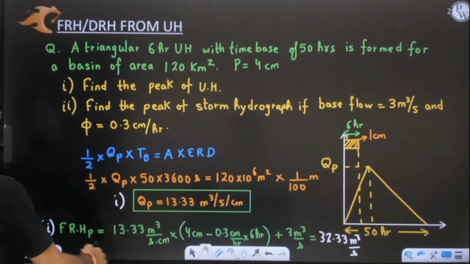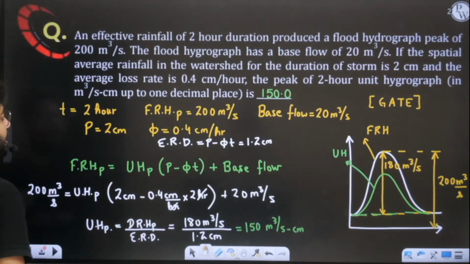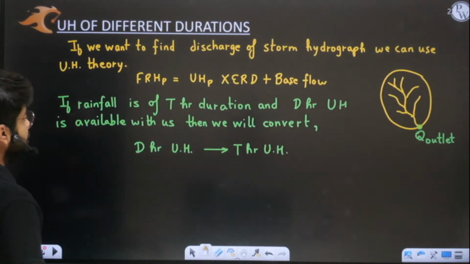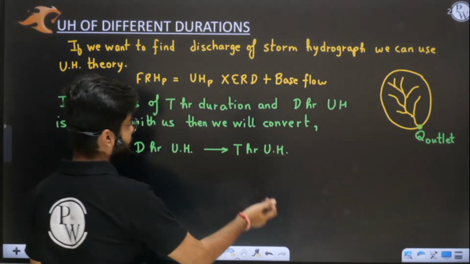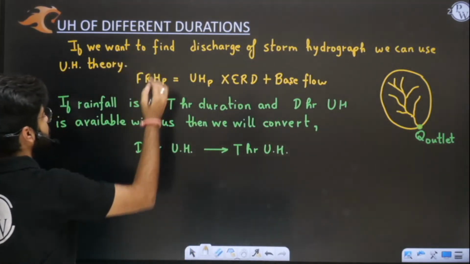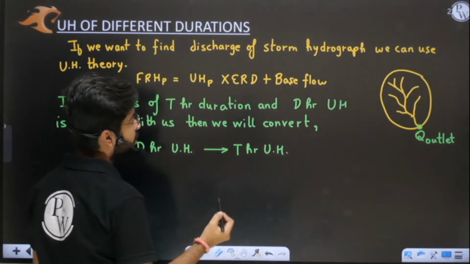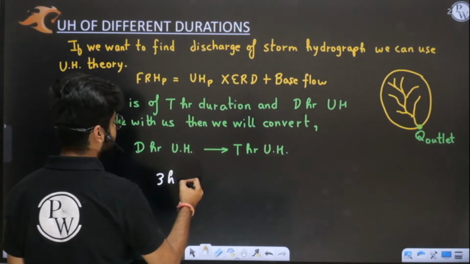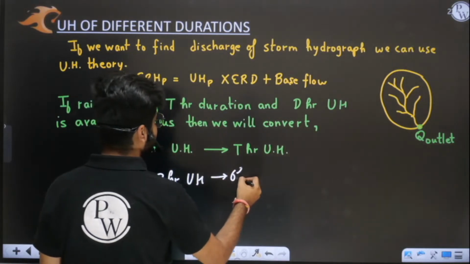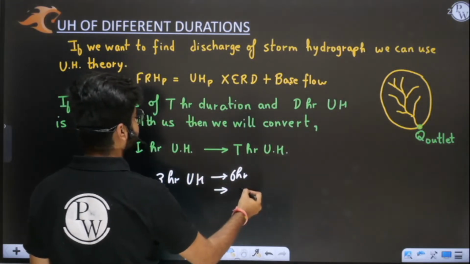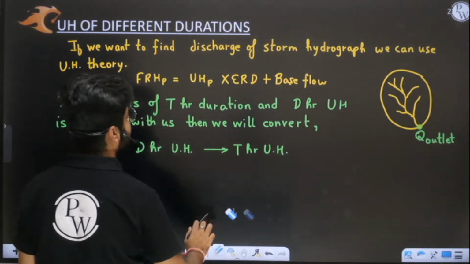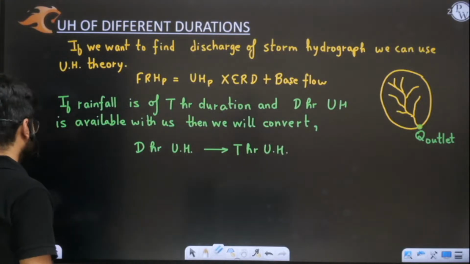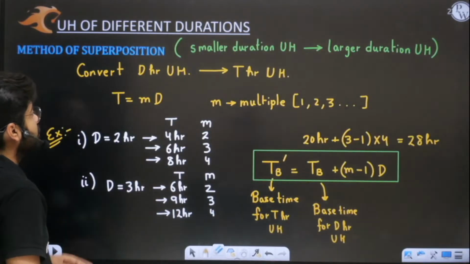Then again we solved one question in which FRH was given and unit hydrograph was asked. Then we converted one kind of unit hydrograph into a different kind by converting the durations. Yesterday we discussed how to convert a 3 hour unit hydrograph into 6 hour, 9 hour and 12 hour, in multiple terms. We discussed how to convert a D-hour unit hydrograph into a T-hour unit hydrograph.